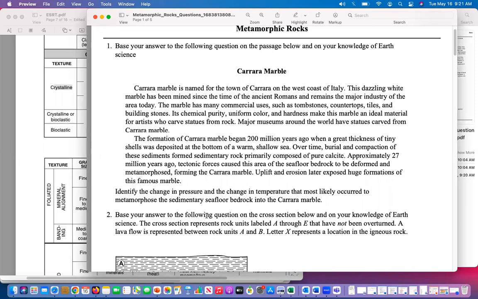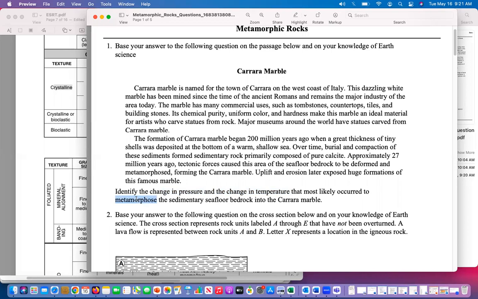into Carrara marble. One of the reasons why I asked you to go to the question first is because sometimes you can know the answer without even reading the passage. The passage can help, but even without reading it, there are clues that can help you get the answer. So based on the question, they want us to know the change in pressure and the change in temperature. So there are two responses to this question, all right, that occurred to metamorphose, right?